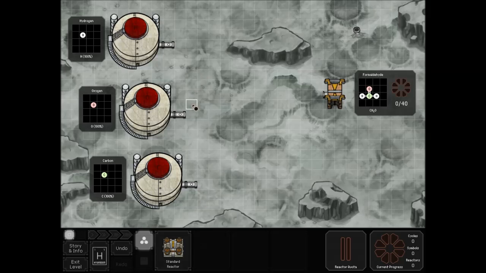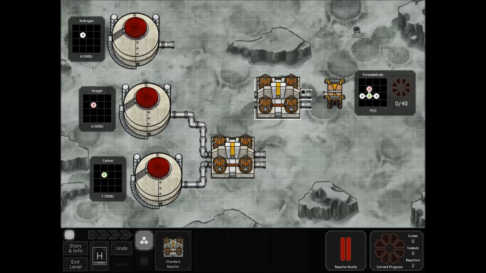Spacechem. Okay, so we need to take the carbon and the oxygen and mix those first, right? That's what we'll do. And we can actually move this a little closer here. There. Carbon and oxygen, mix those together to make the carbon monoxide. Then we'll make another reactor here. And it'll take the carbon monoxide and mix it with hydrogen. There we go. Nice. So that should work.